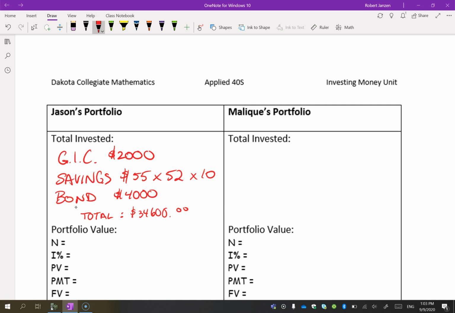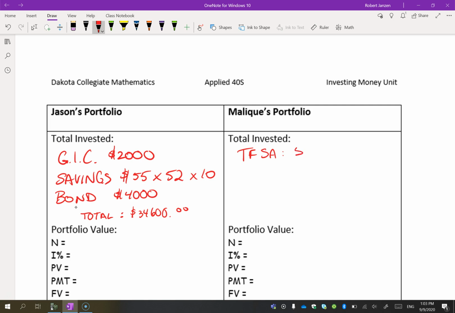Now let's go look at Malik's. Malik's got a tax-free savings account. By the way, what's a tax-free savings account? You're allowed to put in a certain amount of money into the bank and not be charged income tax on the interest. Okay, you guys don't have to worry about that right now. You don't make enough money to be charged income tax, but once you start making a little bit more money, this is a way that you don't have to pay income tax on some of your money.